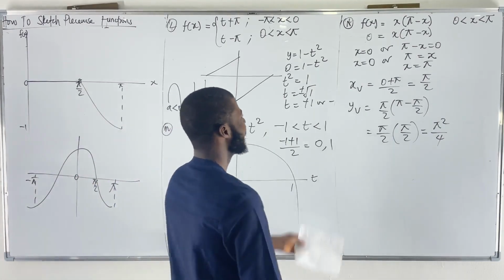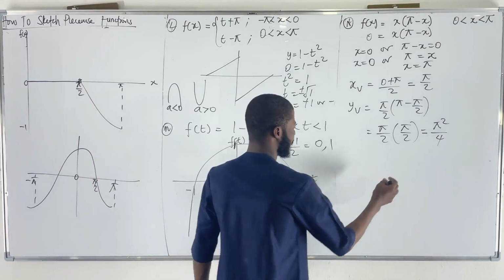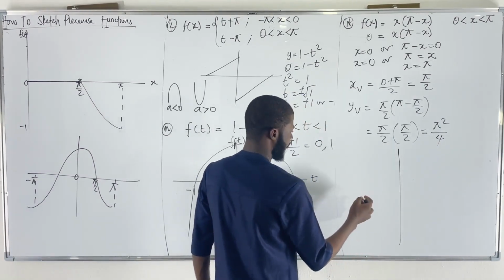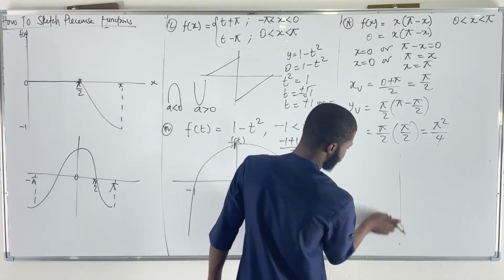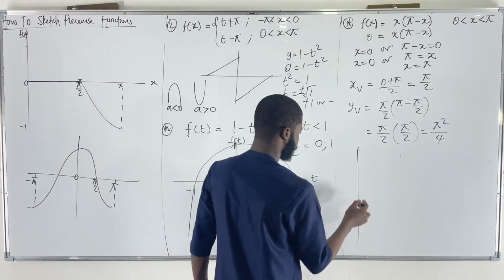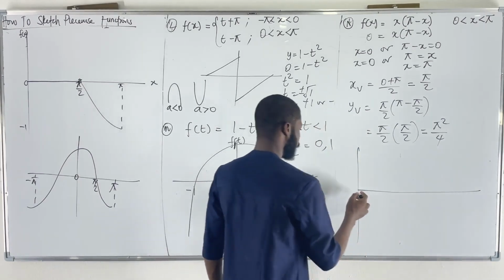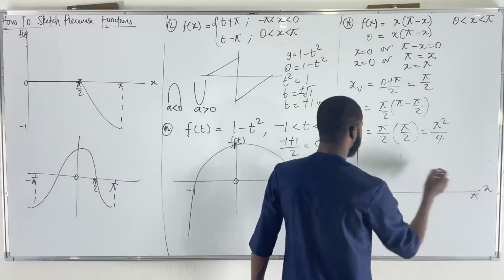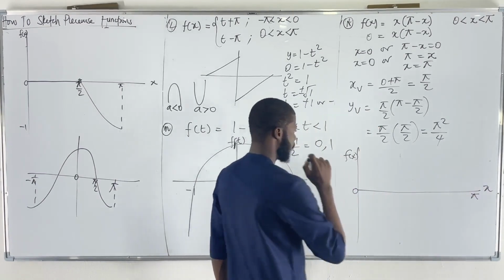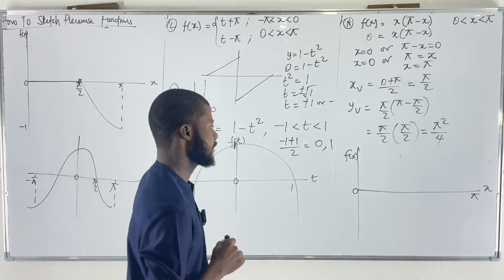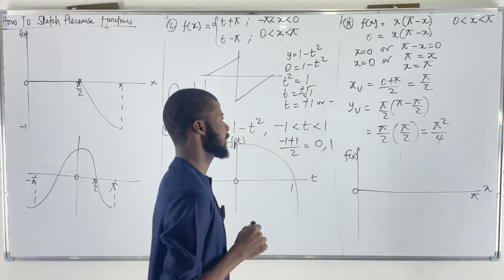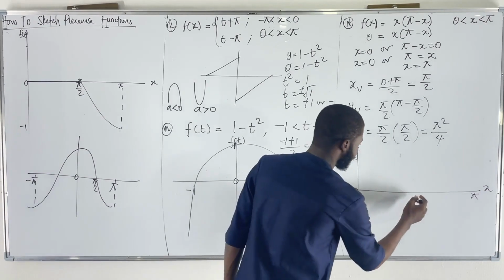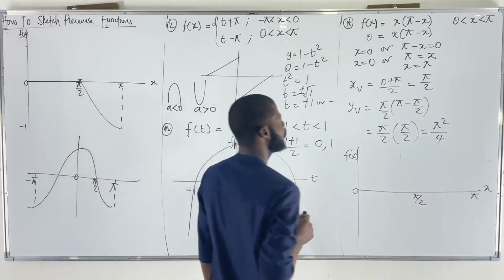Okay, so let's then plot it. I have just from 0 to pi. So this is 0, and this is pi, and this is x, and this is f of x. Okay, let me put my pi over 2 here.